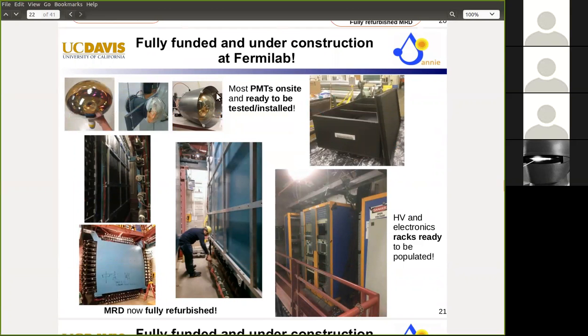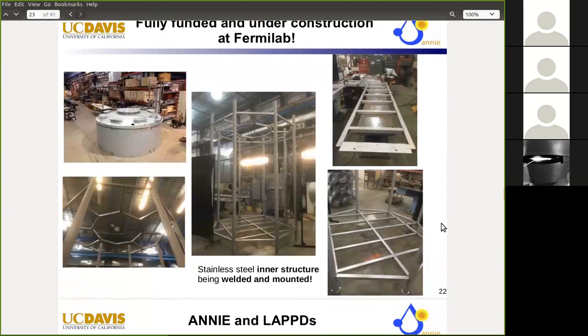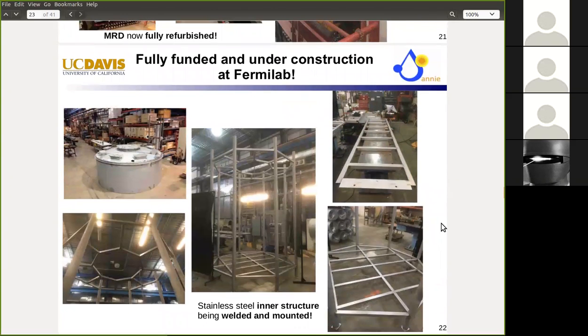Most of the photomultiplier tubes we have ready on site and ready to be tested and installed. We have now fully refurbished the MRD. All the high voltage and electronics racks are ready to be populated. And the infrastructure to hold all of those detectors, PMTs and LAPPDs, is now being welded and mounted, and we can load photomultiplier tubes on it in the near future.